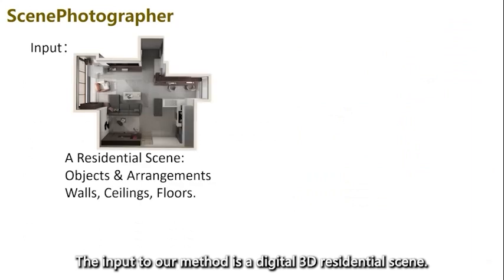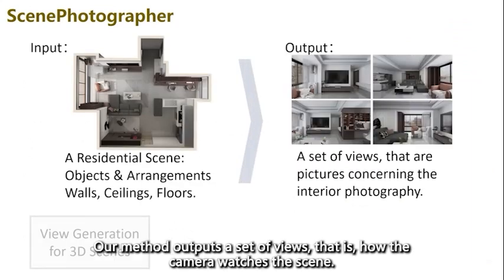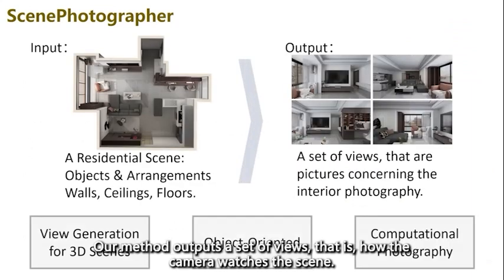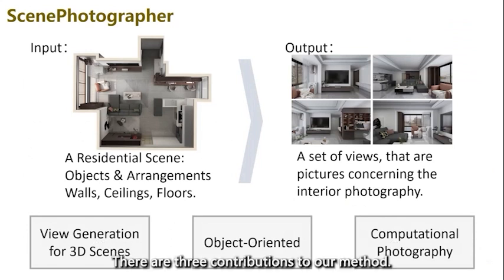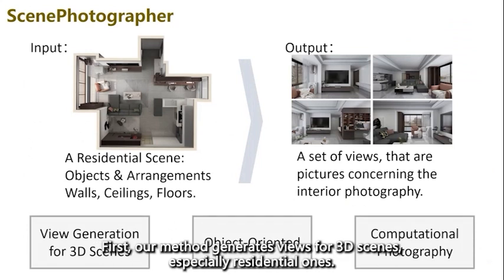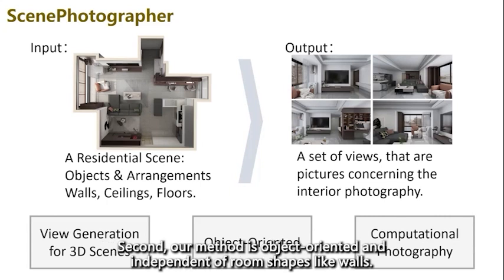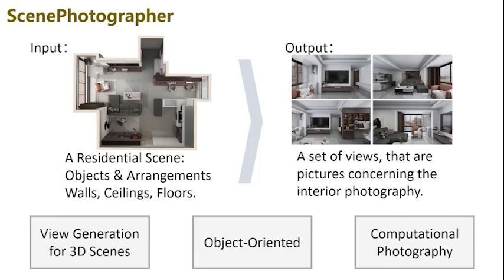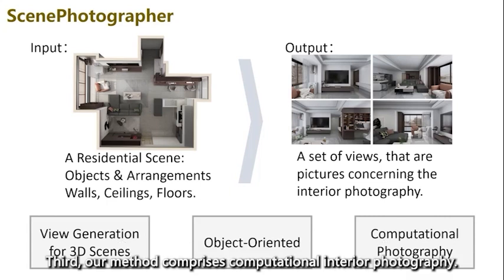The input to our method is a digital 3D residential scene. Our method outputs a set of views, that is, how the camera watches the scene. There are three contributions to our method. First, our method generates views for 3D scenes, especially residential ones. Second, our method is object-oriented and independent of room shapes like walls. Third, our method comprises computational interior photography.